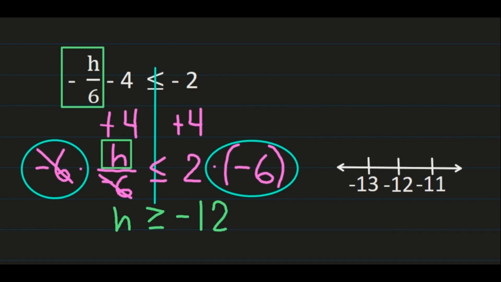And I can graph this on the number line as well. I have h is greater than or equal to negative 12. Negative 12, therefore, is part of my answer set, which means you need to use the filled in or the closed circle, and we're going to place it at negative 12. H is greater than or equal to negative 12, so your solution set includes all the numbers to the right of negative 12, all the numbers greater than or equal to negative 12, which is why we put the line from negative 12 going to the right.